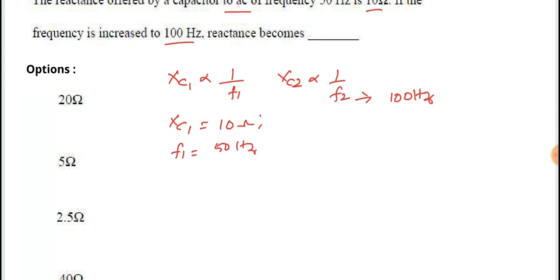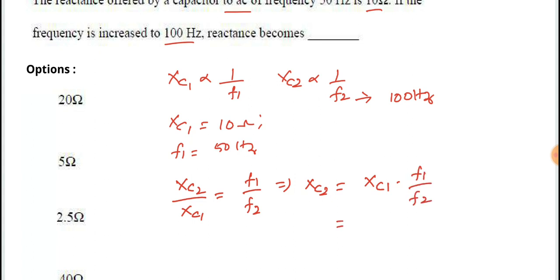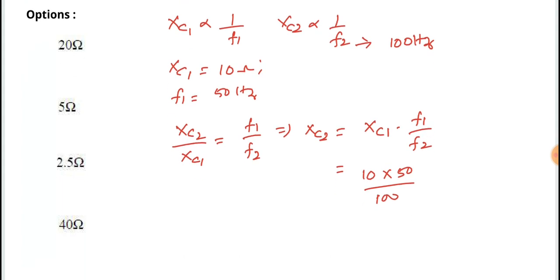So if you take the relationship here, XC2 by XC1 is equal to F1 by F2. So from this XC2 is equal to XC1 into F1 by F2 here. So you know all the values here. XC1 is 10 and F1 is 50, F2 will be what? 100. So now you can tell me the answer here. So 500 by 100 is how much? It's nothing but 5 ohms. So 5 ohms will be the right answer for this question here. Okay, we will move to the next question here.